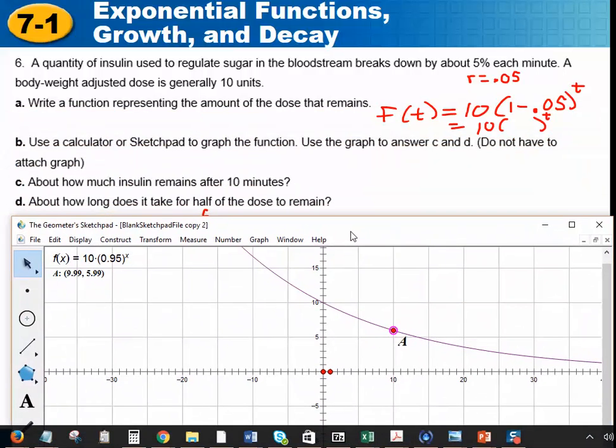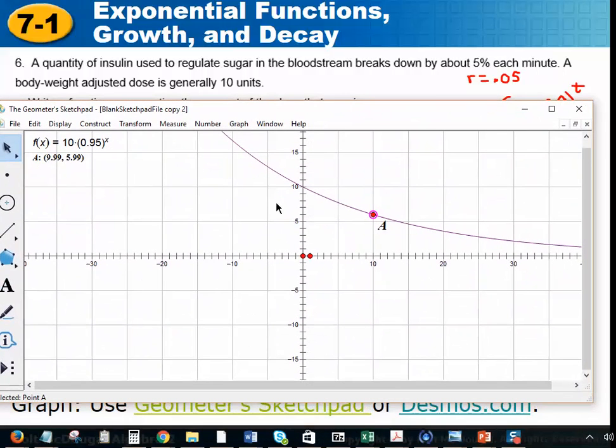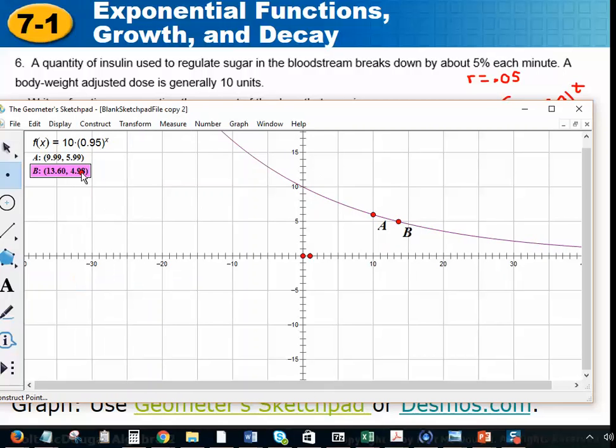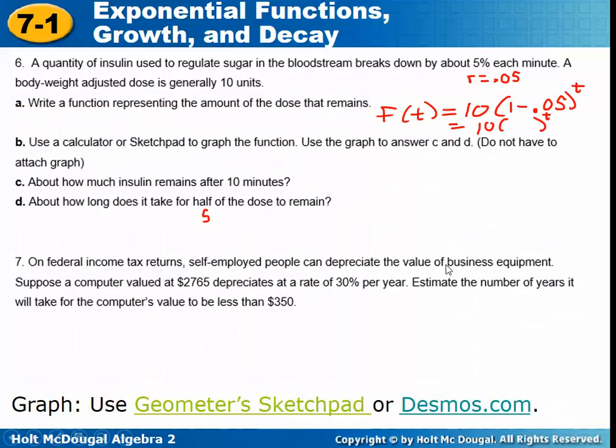And then the next question says about how long does it take for half the dose to remain? I said that was about 5, when your y value, your function value, is at about 5. So that looks about right here. And again, you could grab the point tool and put it at about 5, and measure the coordinates. You could see it's not quite 5, but it's right about. So it looks like about 13.6 minutes is when you have about half the dose remaining. So Sketchpad is a good tool too. Use one of those in order to do number 7 as well.